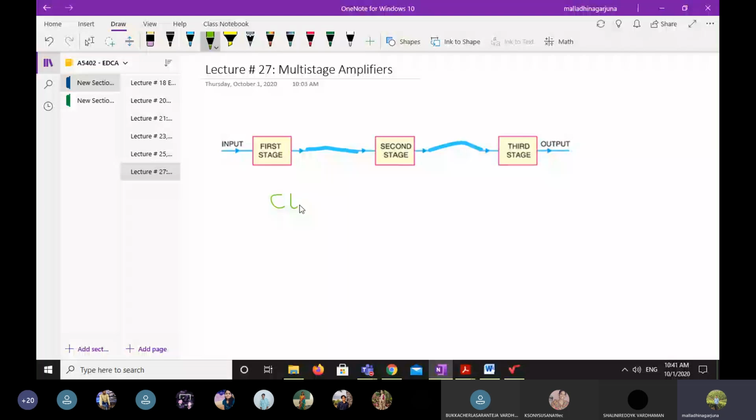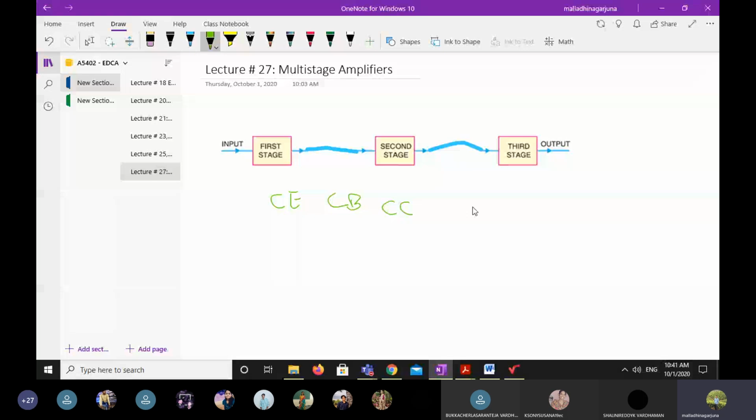Out of the three, you can take any combination. A multi-stage amplifier is nothing but more than one stage. It could be two stages, three stages, five stages, 10 stages, 20 stages, 100 stages, and so on, up to the Nth stage. That is a multi-stage amplifier.